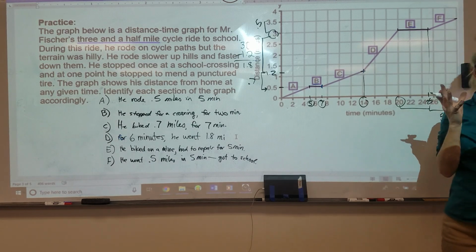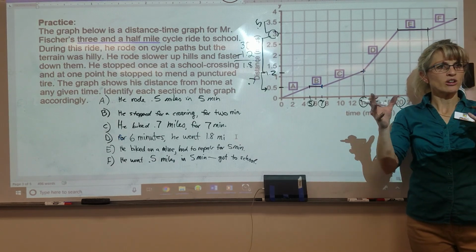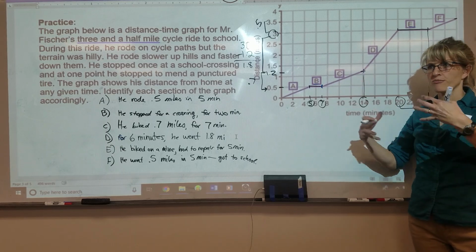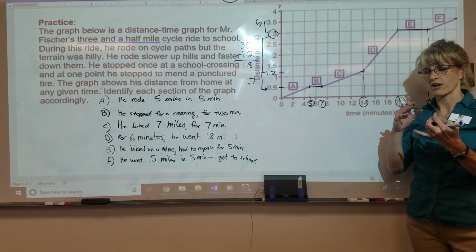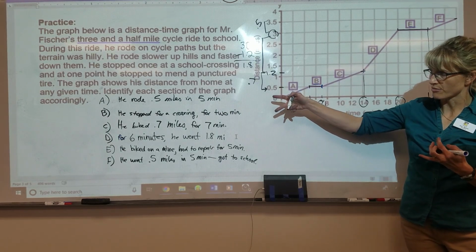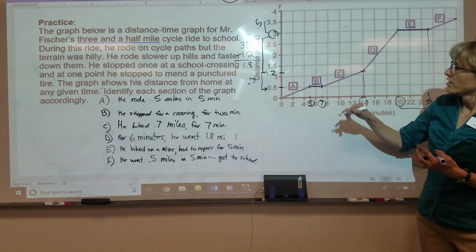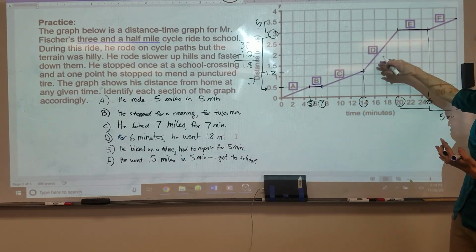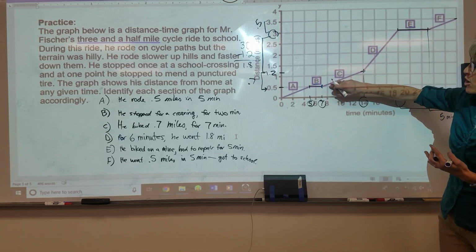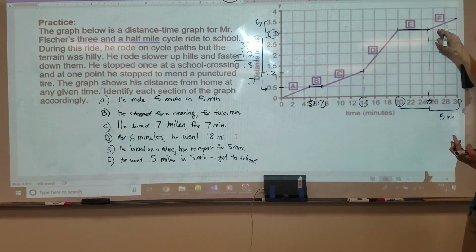Excellent. So we broke apart each interval. We interpreted from the graph our rate of change. We could divide our distance over time. We told a story, resting, going faster, going at a slower rate, going at that same slower rate, and then you can compare that rate to that rate. It looked pretty close. All right.